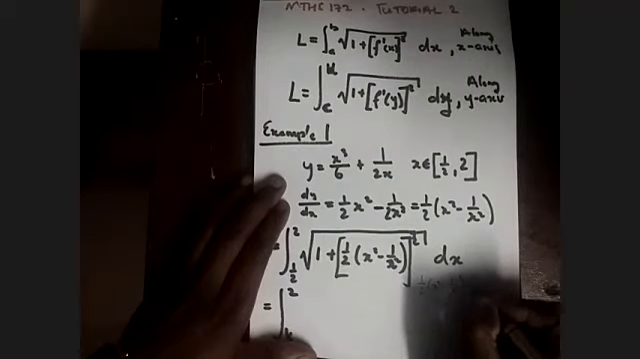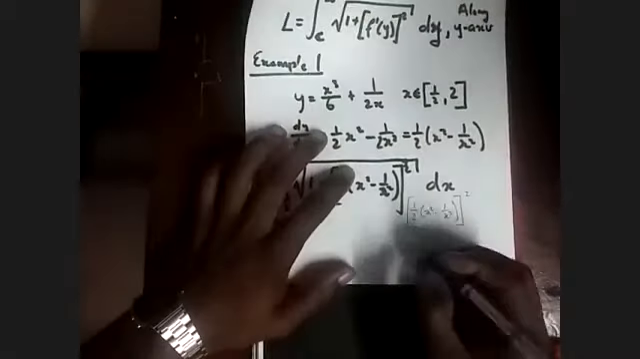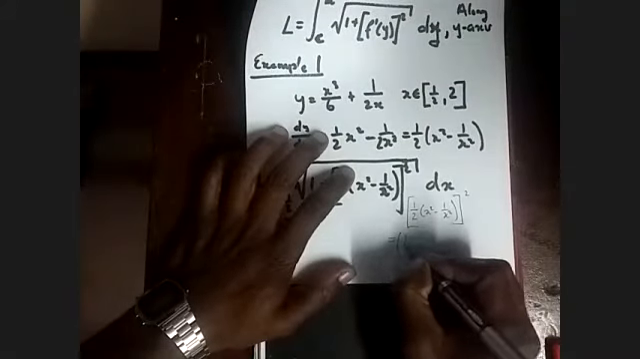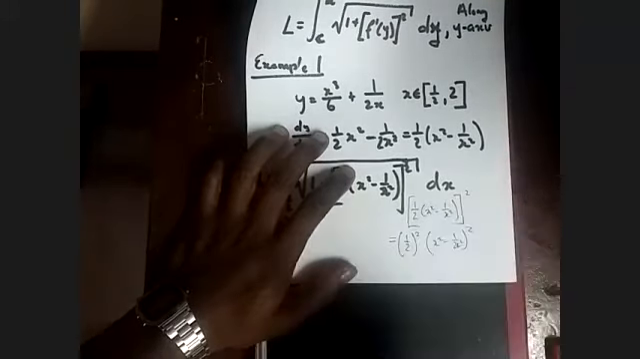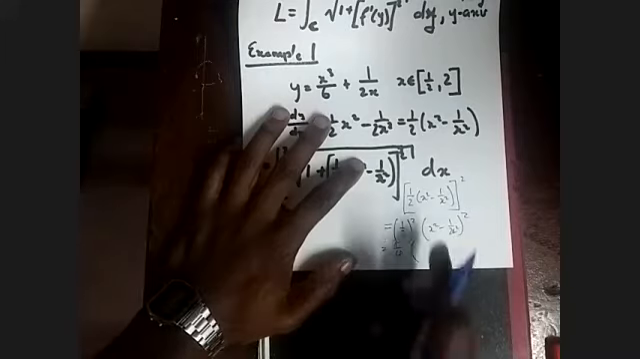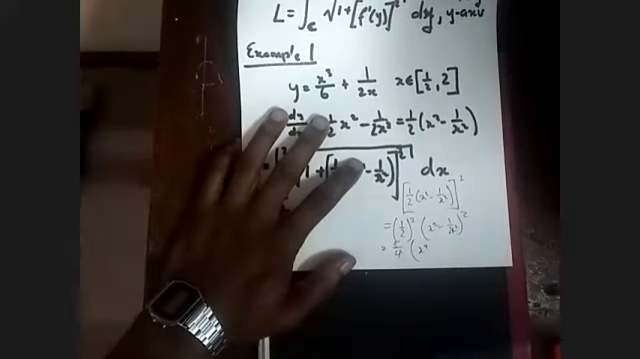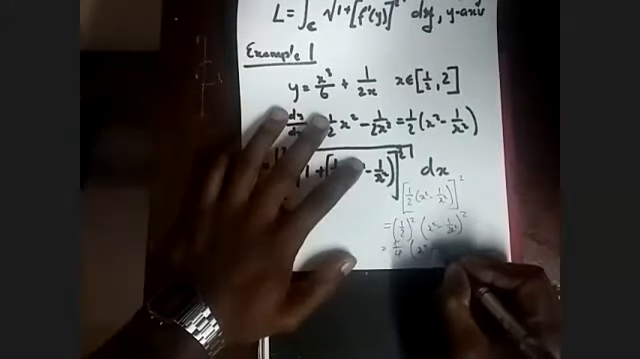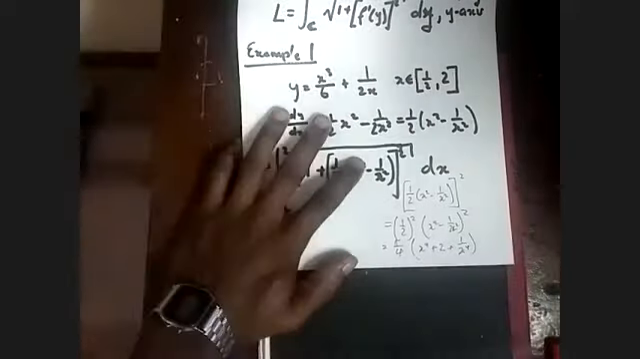We are going to have 1/2 x squared minus 1/x squared, and this whole thing is squared. So according to the rules, we can rewrite this as (1/2 x squared) squared minus 1/x squared... This will give us 1/4 x to the power of 4 plus 2 plus 1/x to the power of 4.